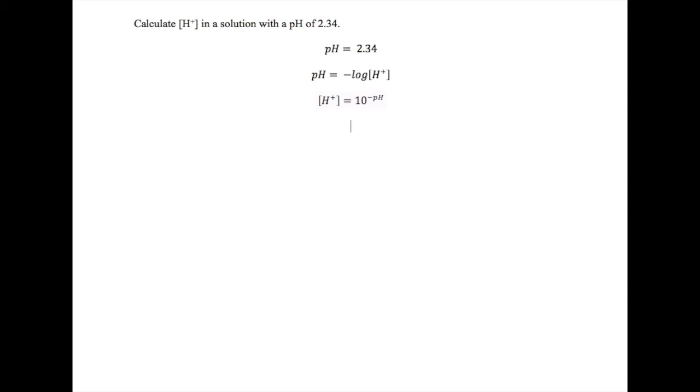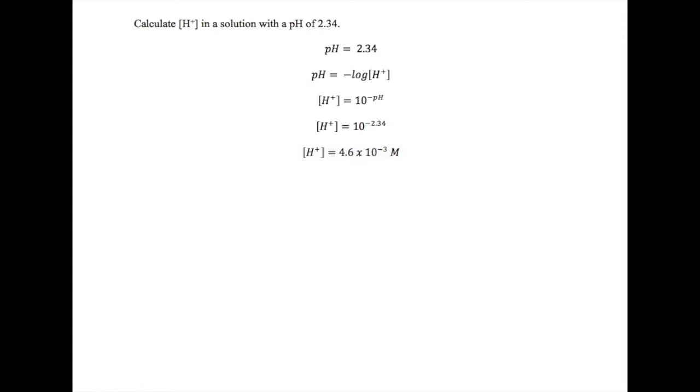So you can see, if we start with pH equals the negative log of the hydrogen ion concentration, H+, when we rearrange it using the inverse log, we have that the hydrogen ion concentration equals 10 to the negative pH. From here, we just substitute the fact that the pH equals 2.34, so we have that the hydrogen ion concentration equals 10 to the negative 2.34. We do the math in our calculator and we get that the H+ concentration equals 4.6 times 10 to the negative third molar.